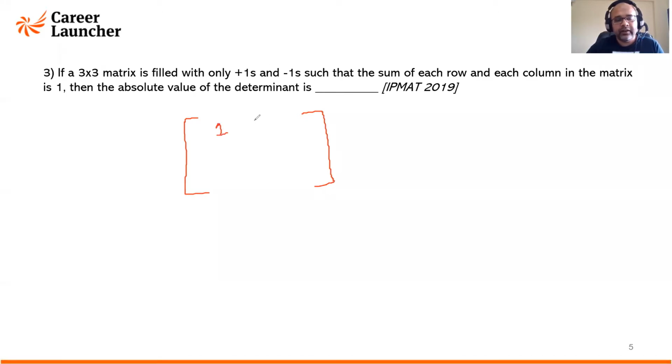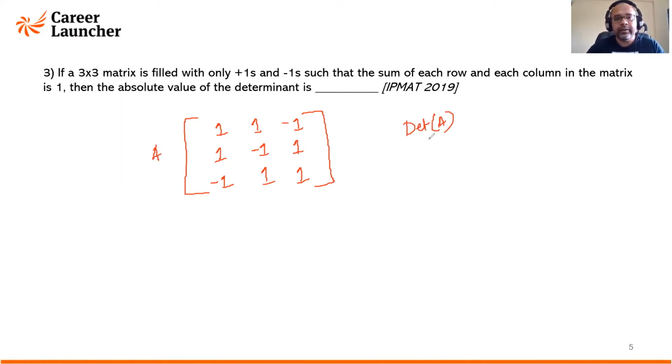I will have 1, 1. If I type minus 1 here, and minus 1 here, it will work. This will work. Okay, so you can see any row, any column, the answer is always plus 1. Right? Now for this, I want to find the determinant. So this is my matrix A. I want determinant of A.